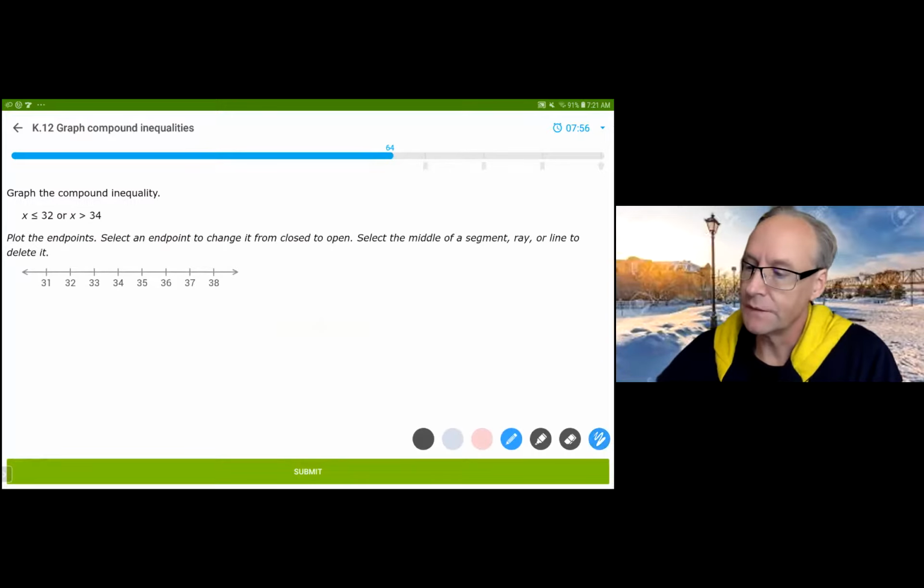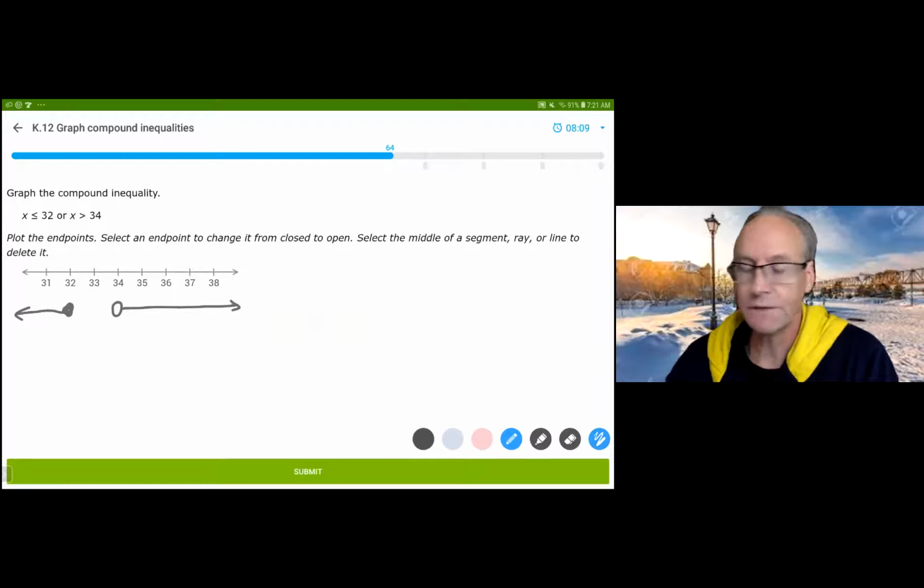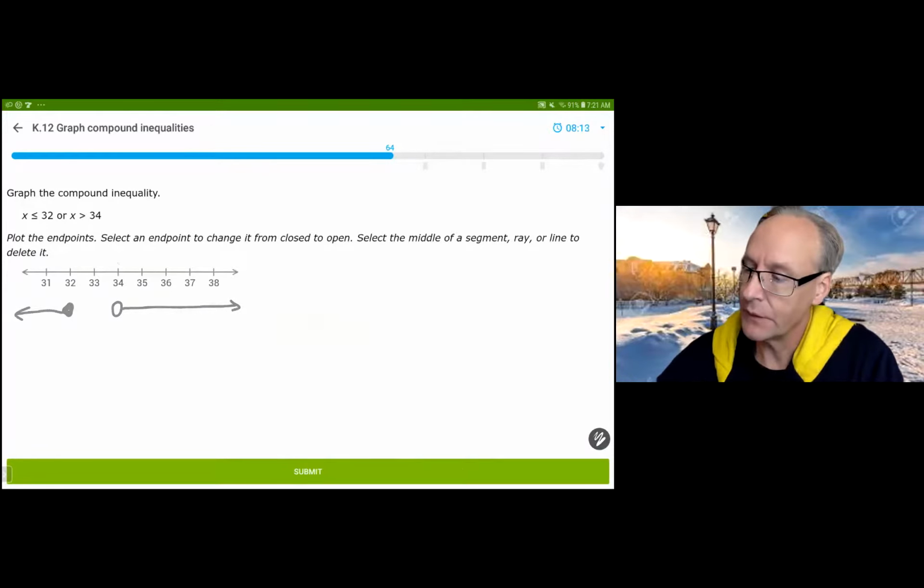Okay, this one is x less than or equal to 32 and greater than 34. Now this is a different situation. Either one of these could be true, so we have to include all of them. So 34 and 32, and everything is included except for that part right there in between. And I'm just going to let it go from there.